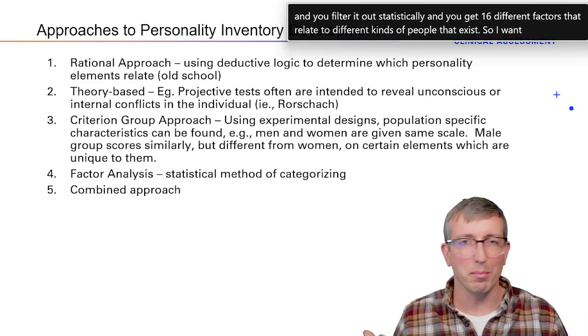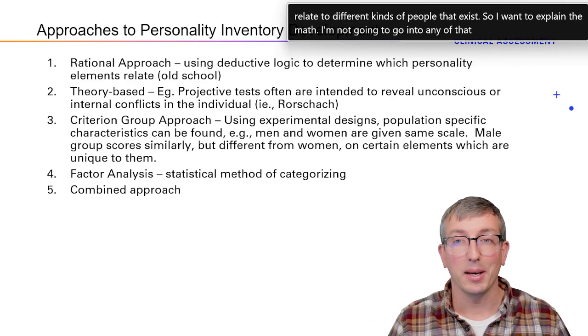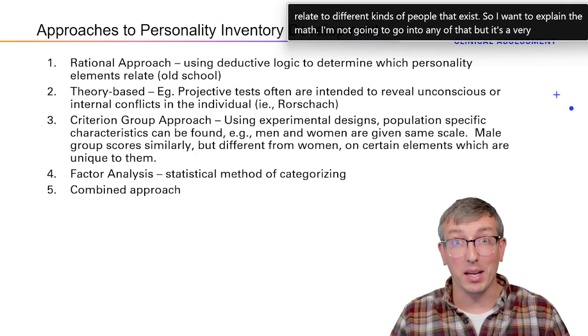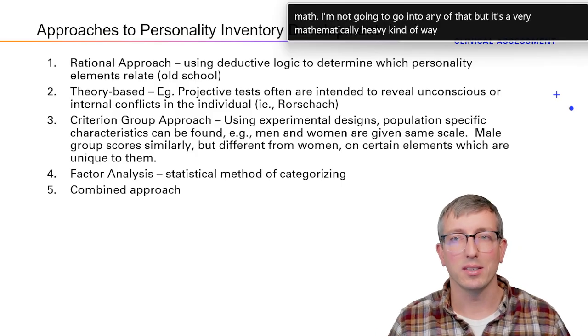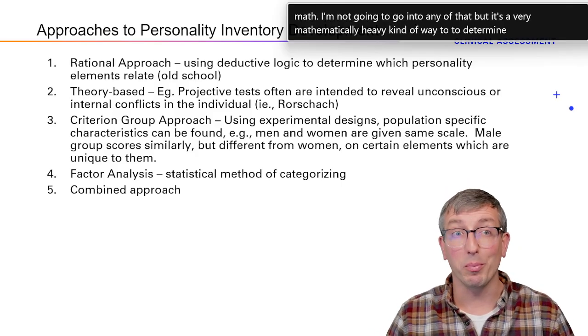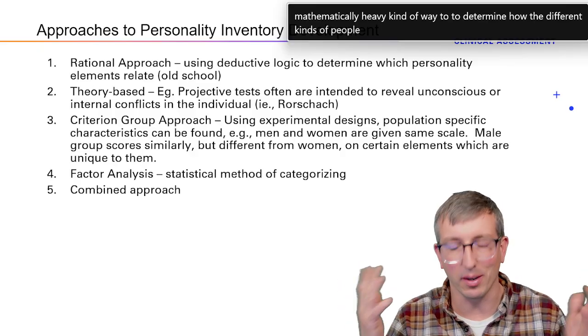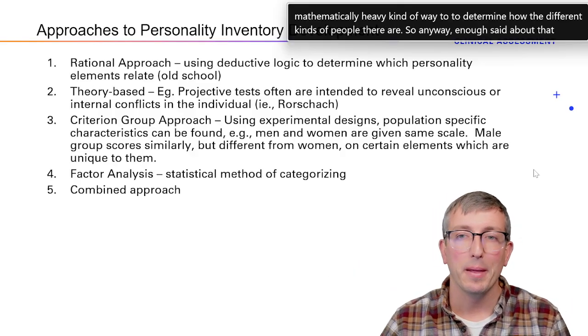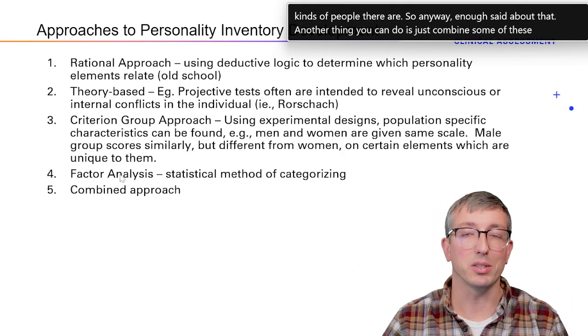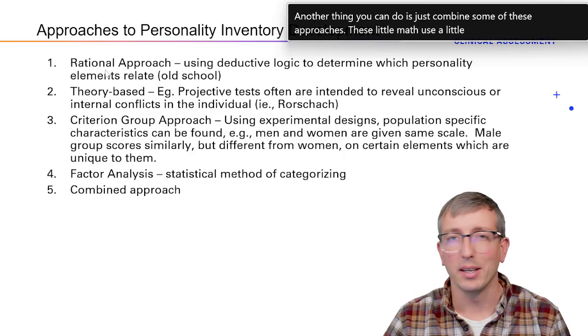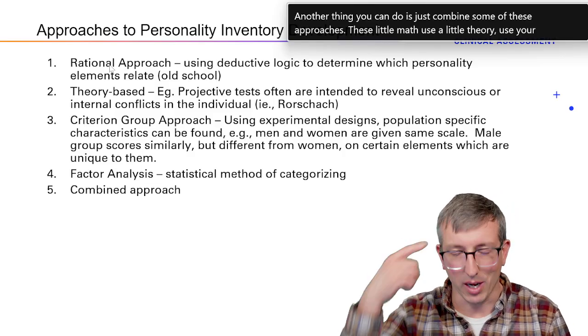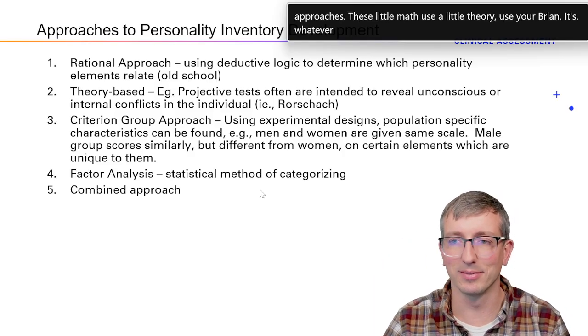So I won't explain the math. I'm not going to go into any of that. But it's a very mathematically heavy way to determine the different kinds of people there are. So anyway, enough said about that. Another thing you can do is just combine some of these approaches. Use a little math, use a little theory, use your brain. It's whatever. You get the idea.